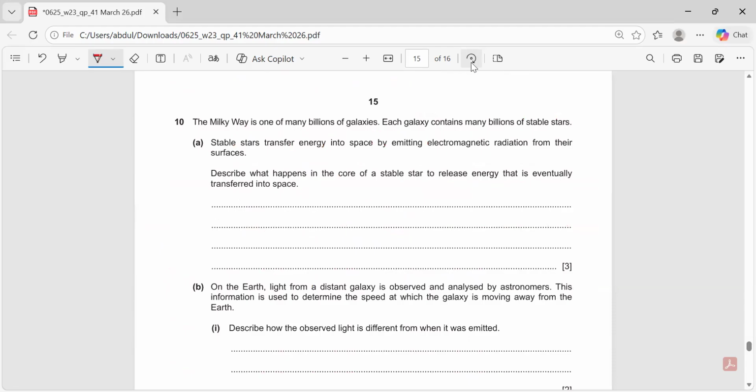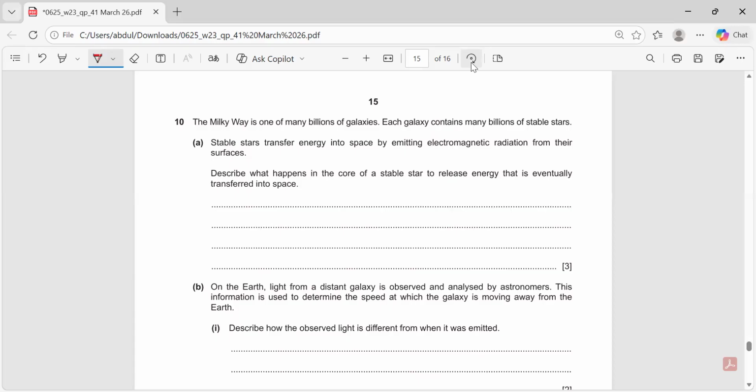The Milky Way is one of the many billions of galaxies. Each galaxy contains many billions of stable stars. Stable star? A star is stable when nuclear fusion is going on, but which type? Nuclear fusion of hydrogen into helium is going on. That is the stable phase of the life cycle of a star. The reason is that the inward force of gravity is balanced by the outward pressure force. So the resultant force is zero, which means equilibrium, which means stability.